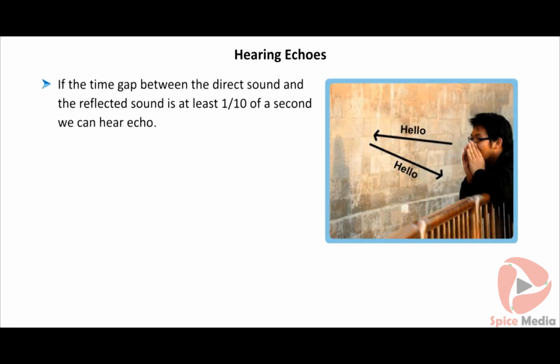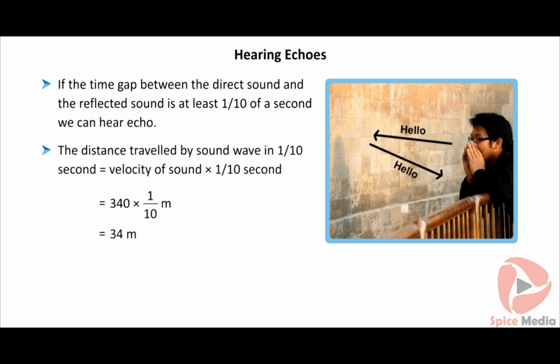Now we will discuss how echoes are produced. If the reflected sound reaches the ear at least after 1/10 of a second, we can hear the echo clearly. If the time gap between the direct and the reflected sound is lesser than 1/10 of a second, we cannot hear the echo. So, in order to hear the echo, one should stand at a certain distance.